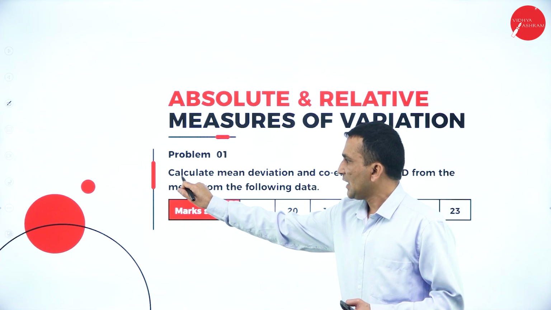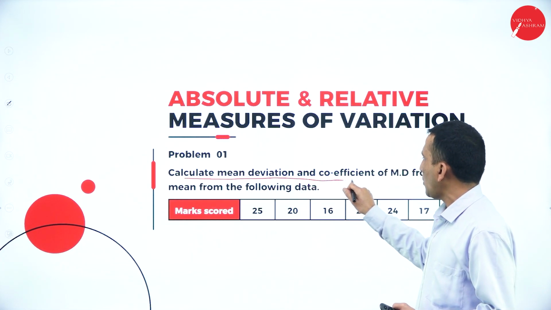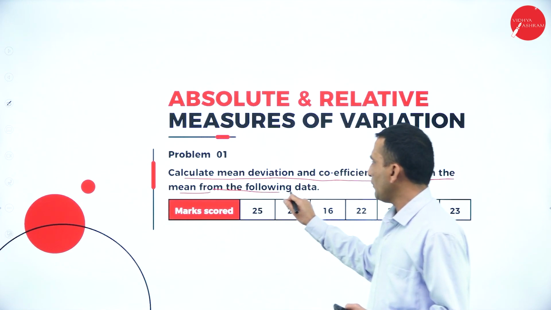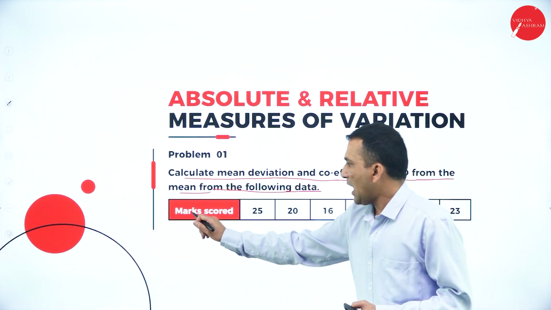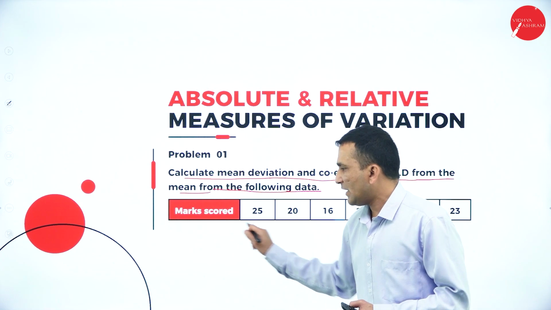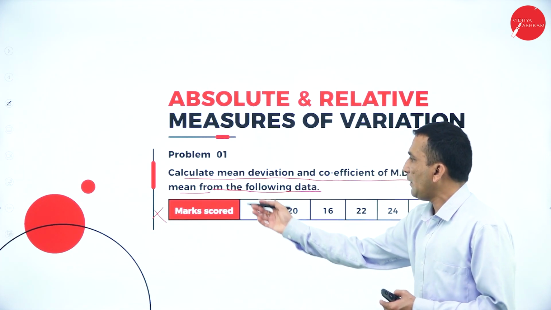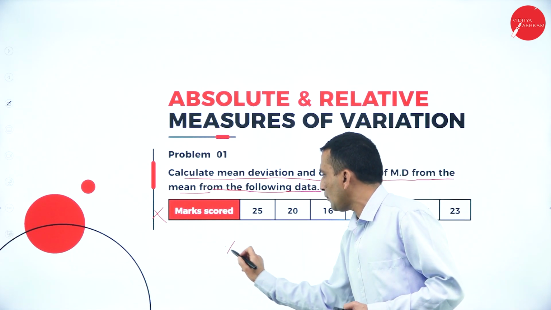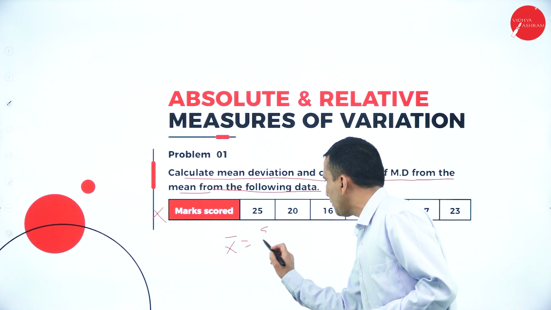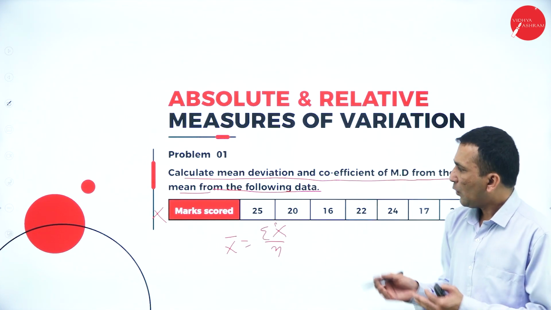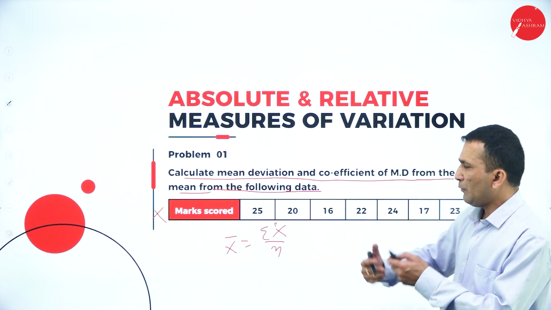What they are asking: calculate the mean deviation and coefficient of mean deviation from the mean from the following data. Now the marks given, you need to assume as the X series. From the X series only we are able to find the mean. The mean formula you can remember, very simple, sigma x divided by n, because in this problem only the X series is given. Okay, moving forward.